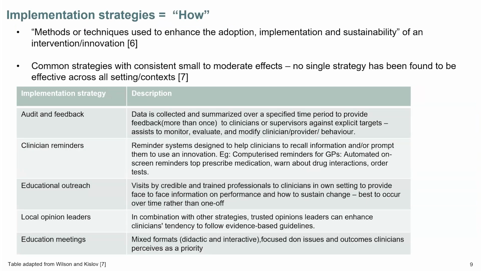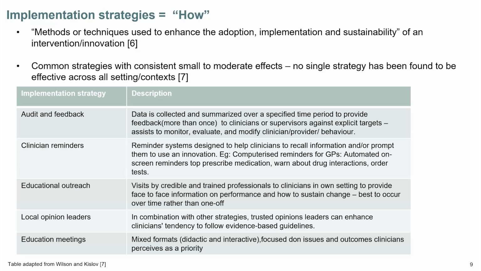The work that's been done around implementation strategies shows that there are common strategies with consistent small to moderate effects. There's no one strategy that can be found that's effective across all settings. I'd love to be able to say to you, everyone needs to do a process of audit and feedback to their staff, because that's going to help them implement any innovation or evidence-based practice that you've got. That would be lovely, but that's unfortunately just not the case.